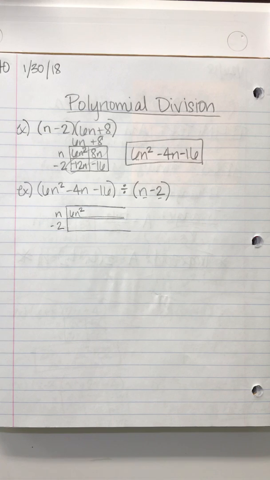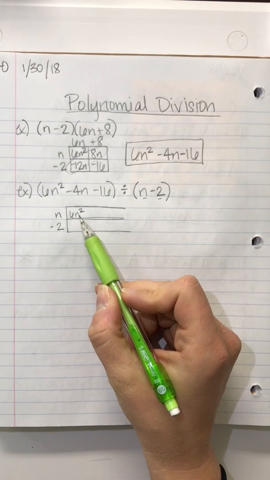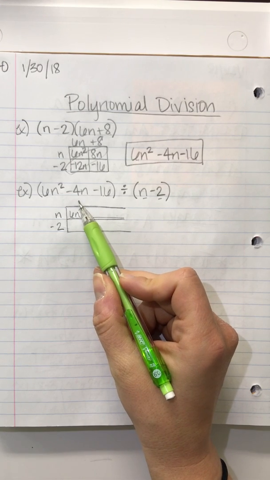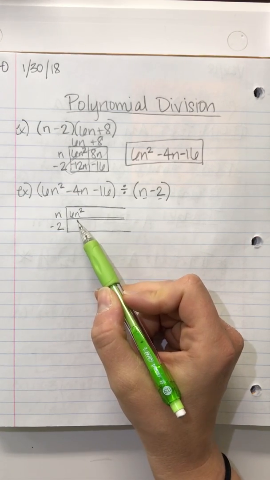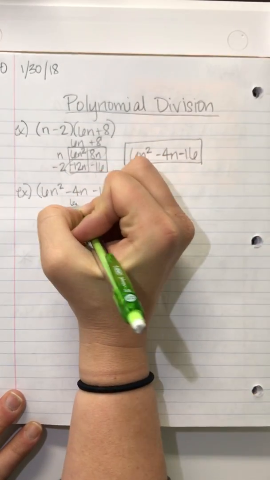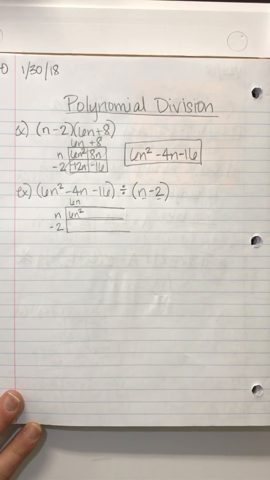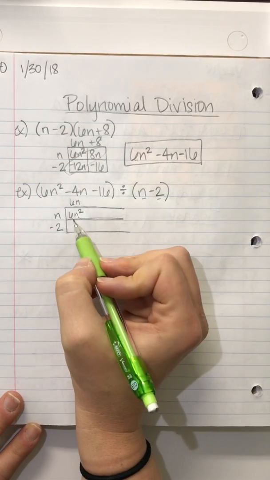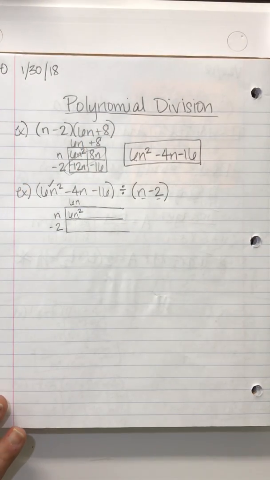So here's where the logic puzzle part comes in. I need this to be a 6n squared. So I've got to figure out what goes up here that would multiply by an n and create 6n squared. 6n. I know now that the first part of my answer has to be a 6n. It's the only way I'm going to get 6n squared at the beginning.